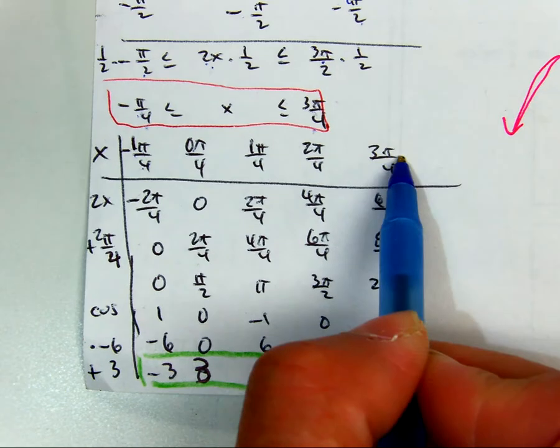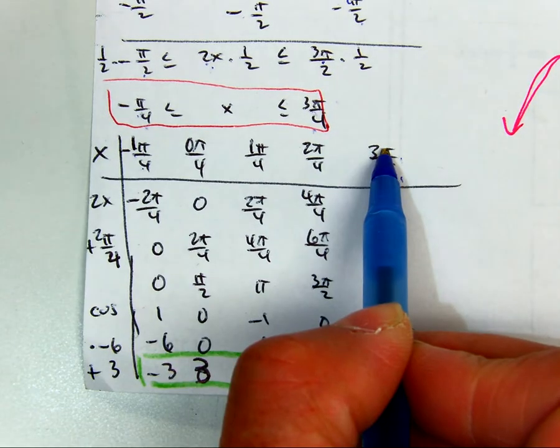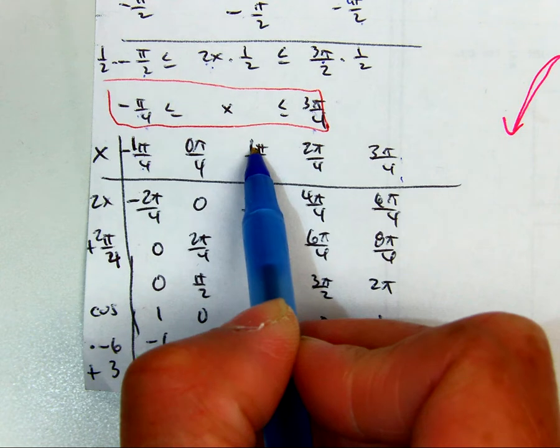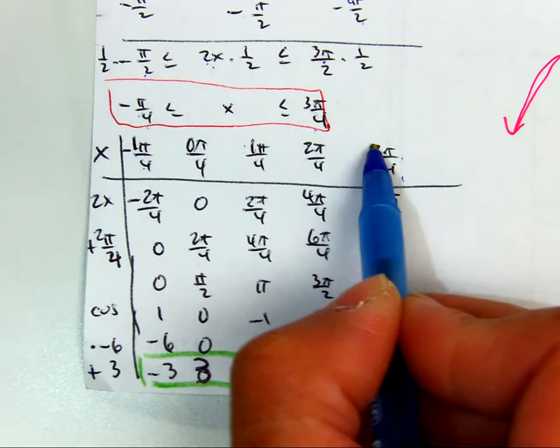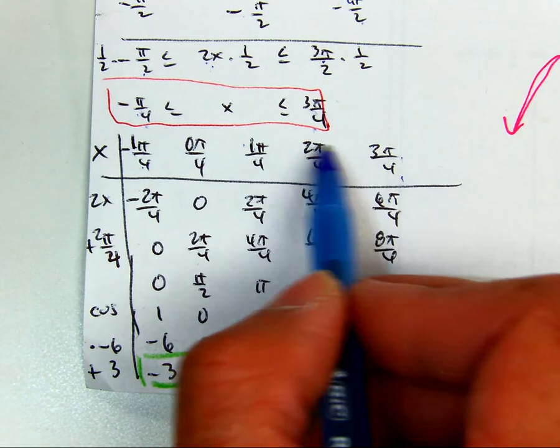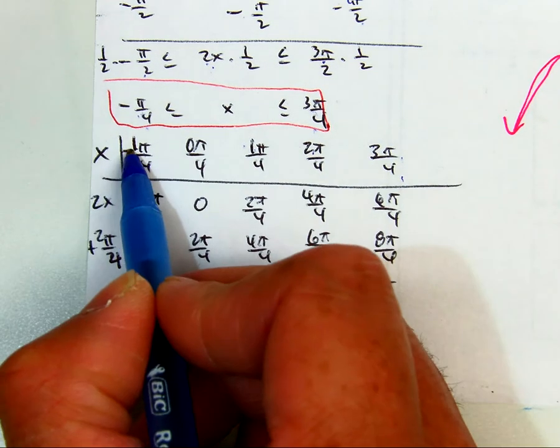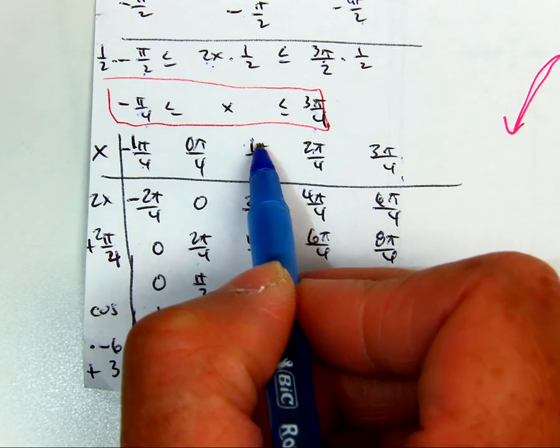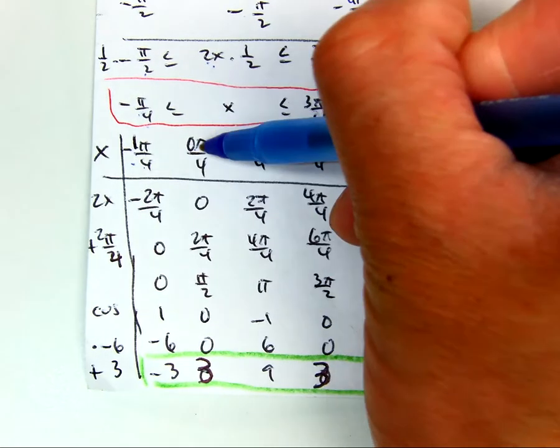Negative 1 plus 3 is 2, and 2 divided by 2 is 1. And then 1 plus 3 divided by 2, 1 plus 3 is 4, and 4 divided by 2 is 2. Negative 1 plus 1 gives you 0, and 0 divided by 2 is 0. And you'll recognize that you're counting by pi over 4.